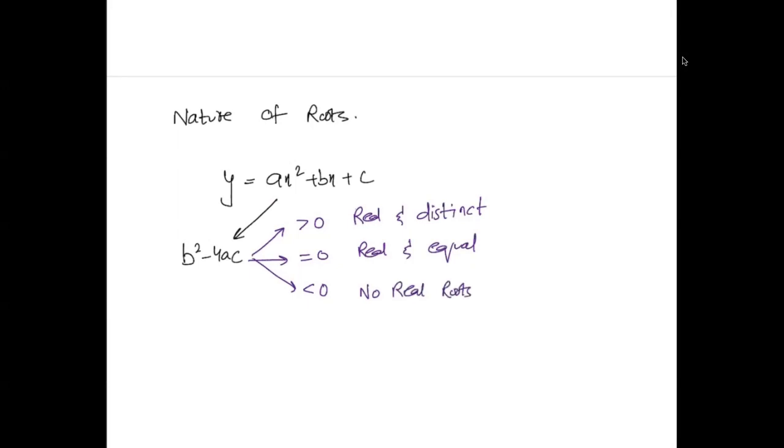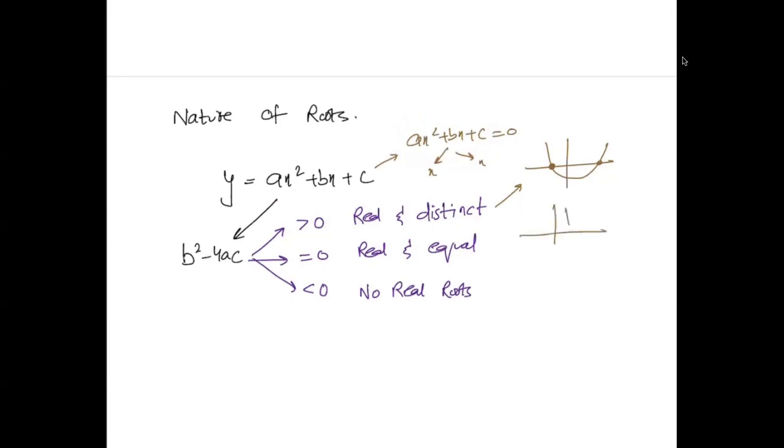What was the meaning of real and distinct roots? The meaning of real and distinct roots was that there are going to be two different roots when you set this equation to 0. So if I were to solve this equation, ax square plus bx plus c equal to 0, I'm going to get two values of x. These are the two different roots. If the discriminant came out to be 0, we said that the nature of the roots are going to be real and equal.